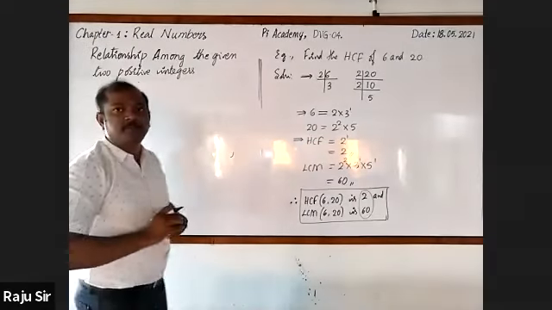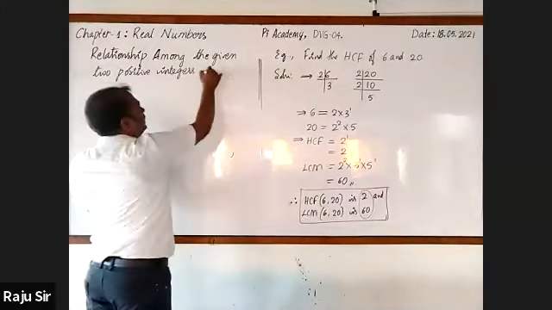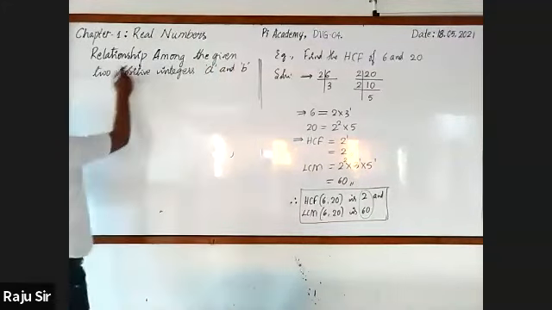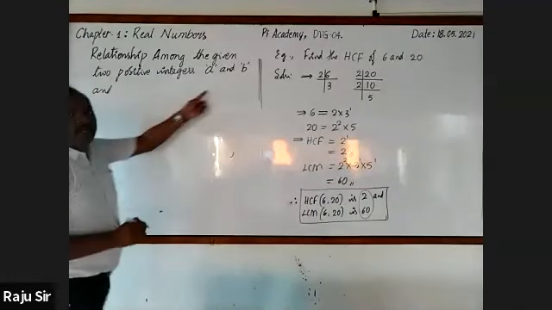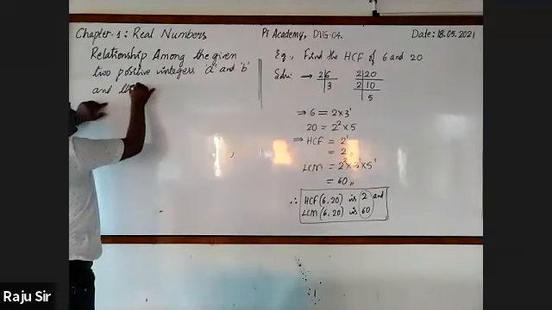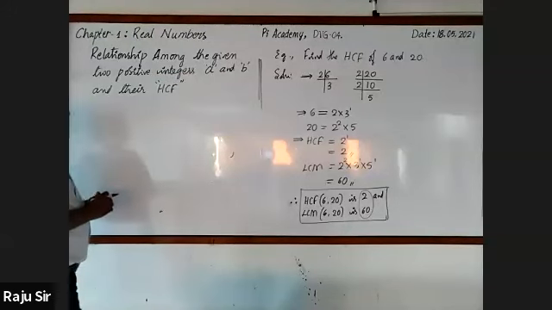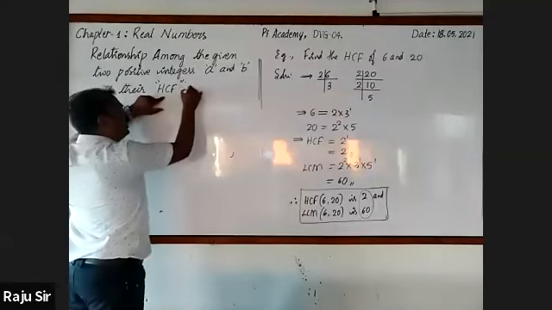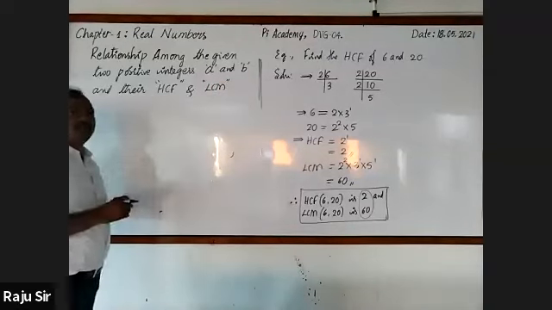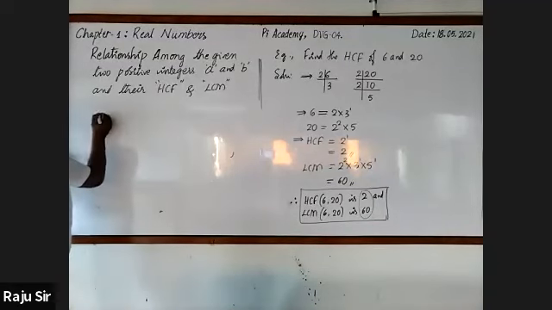I take these positive integers as A and B. This is A and B, and their HCF and LCM. Let it be directly HCF only, and LCM as you may just take either L or LCM. Let us write the statement.